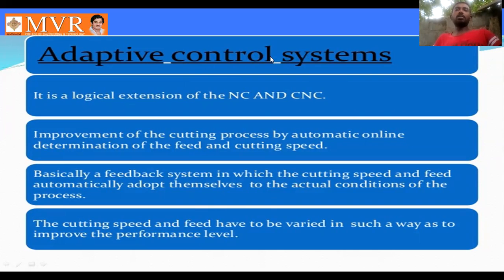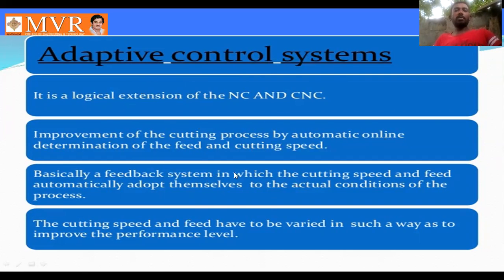This adaptive control system is the logical extension of the NC and CNC machines. So NC machines we have, CNC machines we have, but based on these two, they extended to adaptive control systems. Why? Because of the improvement of the cutting process by the automatic online determination of the feed and cutting speed. For this purpose they extended to adaptive control systems.